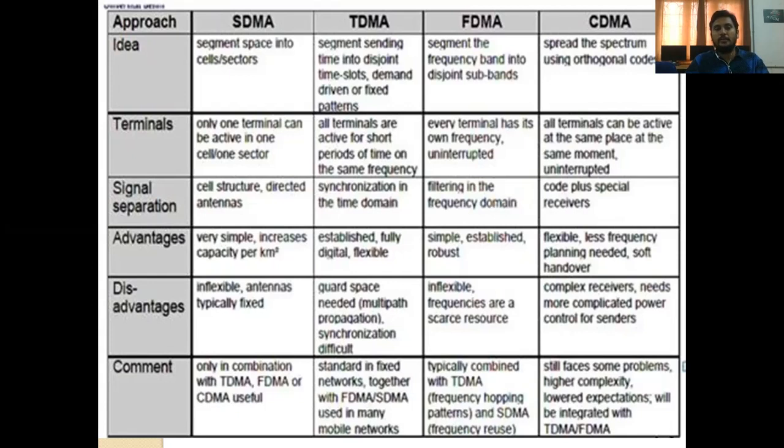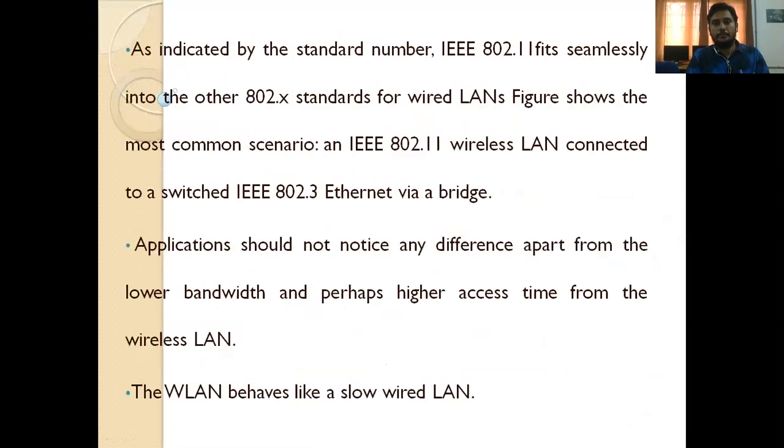SDMA is combined with TDMA, FDMA and CDMA, and TDMA together with FDMA and SDMA, FDMA combined with TDMA and SDMA. CDMA still faces some problems of higher complexity and lower experience, and will be integrated with TDMA and FDMA. And these are the comparisons using the approaches of idea, terminal, signal separation, advantages, disadvantages, and comments. This is the last topic we covered, in section number 8.